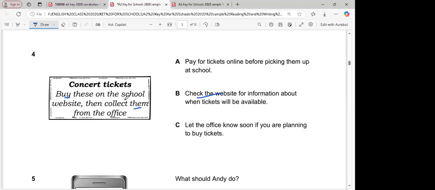Buy these on the school website. Directly saying buy it on the school website. Okay, so buying on the school website, then collect from office. This is what they are trying to say. Then what is the answer, Linaya? C. See.